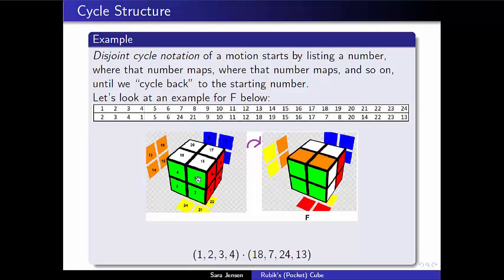Now we've shown where the 1 maps and where the 18 maps, but we also need to account for the 8 and the fact that it maps somewhere. If we do the same procedure with the 8, we get the cycle 8, 21, 14, 19, and then the 19 maps back to the 8. And this is a list of all of the things that move, in the order that they move, in this cycle notation for that front rotation.